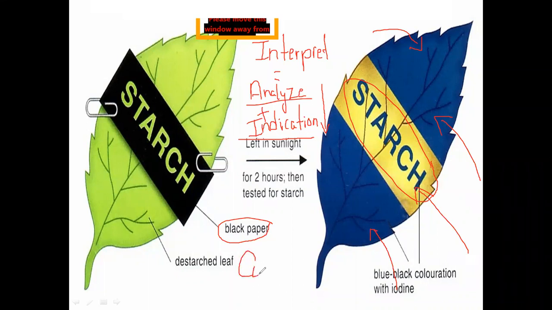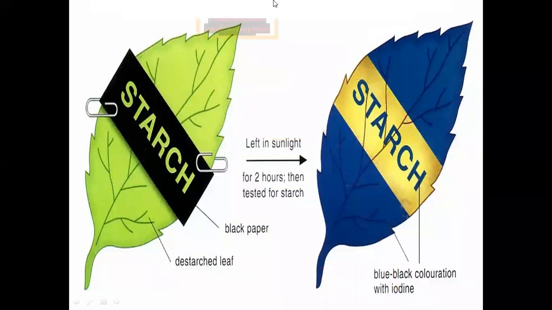If I ask for conclusion, what can you conclude? Conclusion should be in general. So conclusion here: light is important for the photosynthesis process. This is the conclusion here.